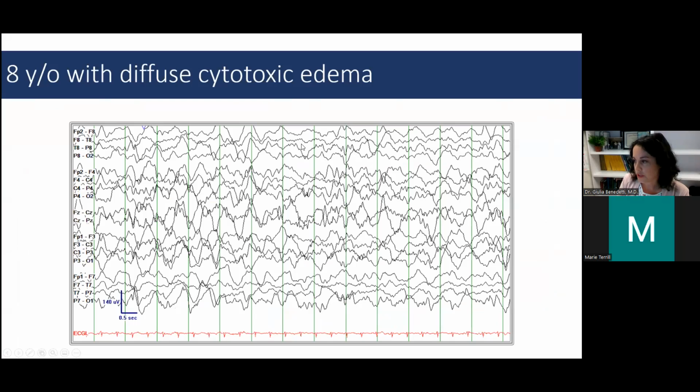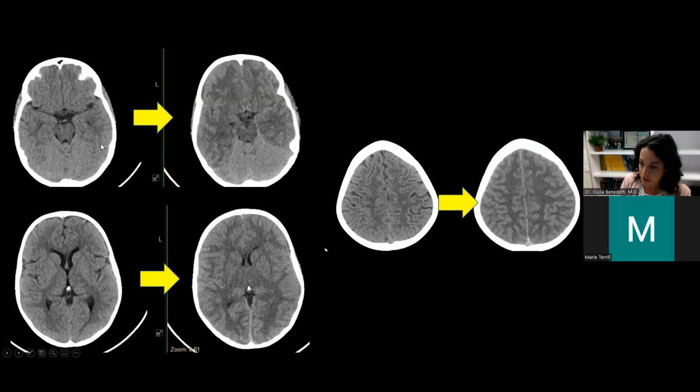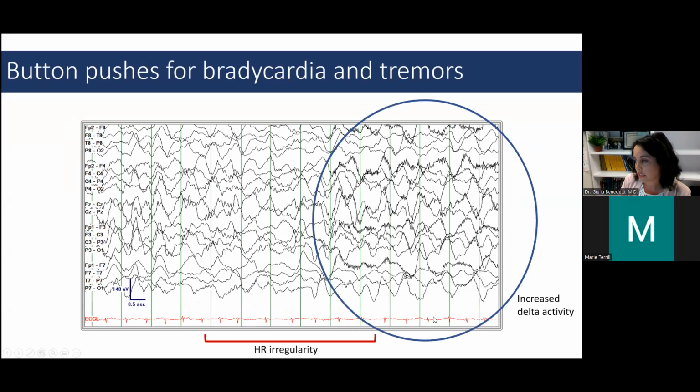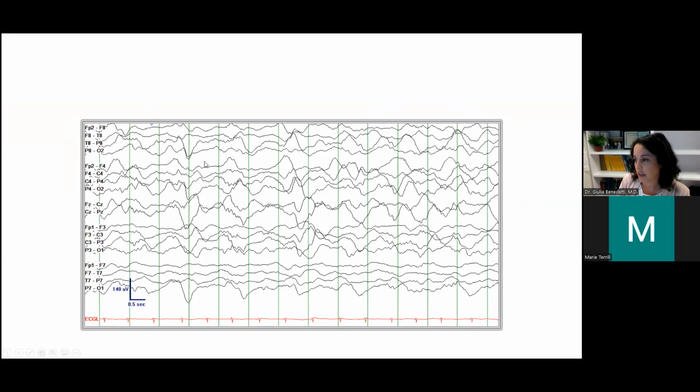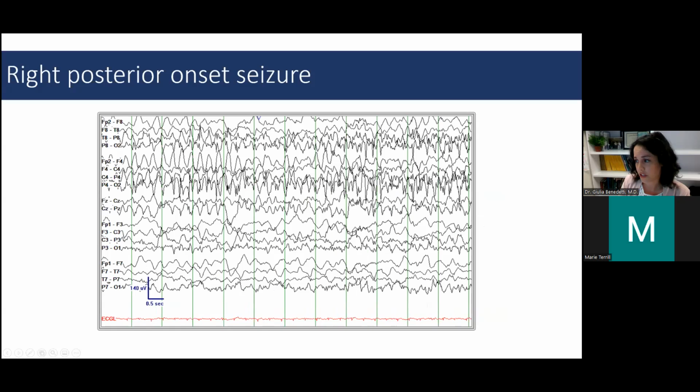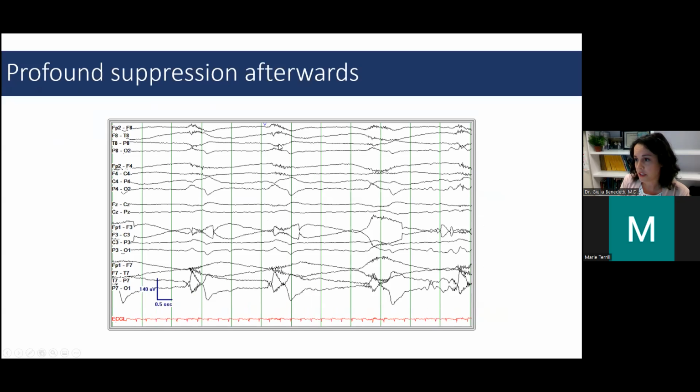This is an 8-year-old with diffuse cytotoxic edema and altered mental status. This is his initial EEG. His imaging progressed to more and more edema. You can see the ventricles getting tighter, loss of sulcation. This is how his EEG progressed, with some heart rate irregularity noted, increase in delta activity, loss of fast frequencies, periods of attenuation and simplification of the EEG. He had a right posterior seizure, and then after that was profoundly suppressed.